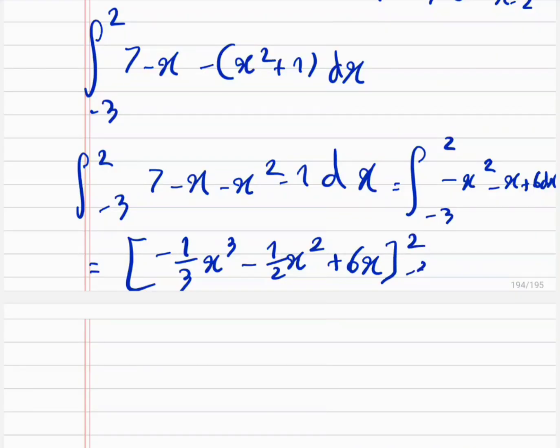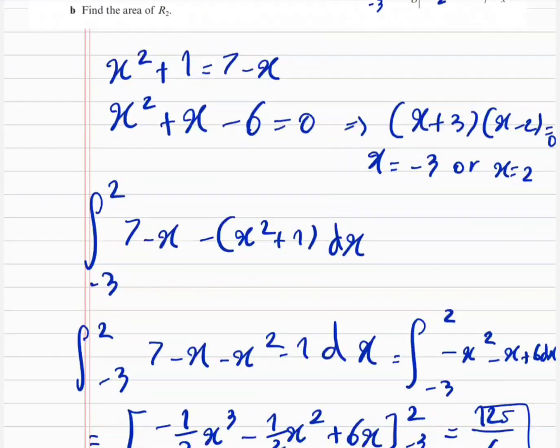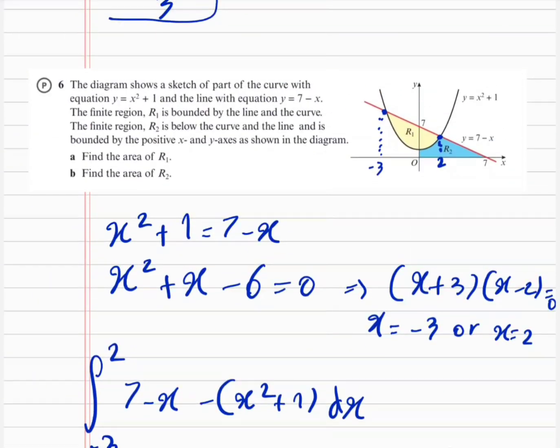So we have the limits 2 and minus 3. So we substitute 2 and then subtract minus 3 substituted. And the final answer here is equal to 125 over 6. This is the area of R1. And that's the answer to part A.